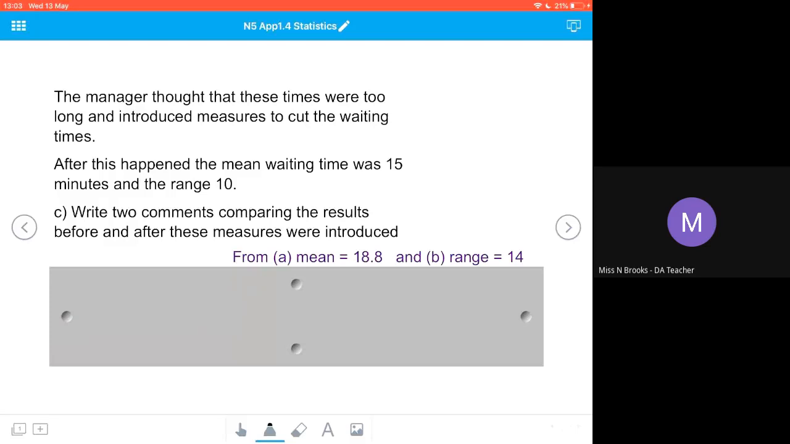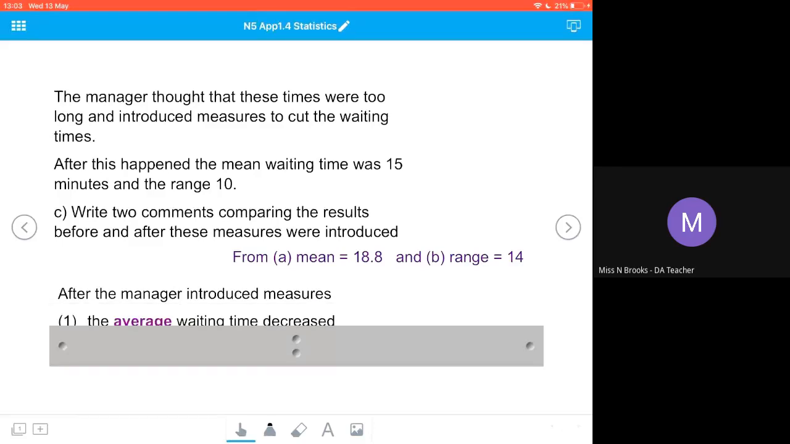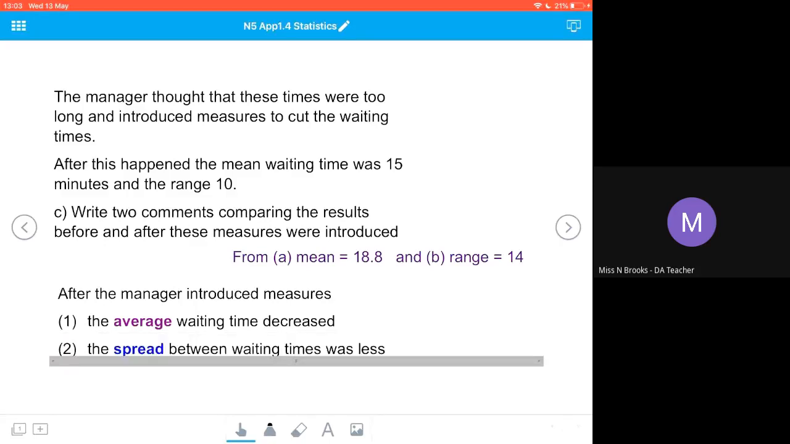So to compare the means, they're the average times. So that's the key word that we want to use. So we're going to say that after the manager introduced measures, the average waiting time decreased. So instead of using mean, we're using average to demonstrate that we understand what the mean is. And the spread between the waiting times was less.